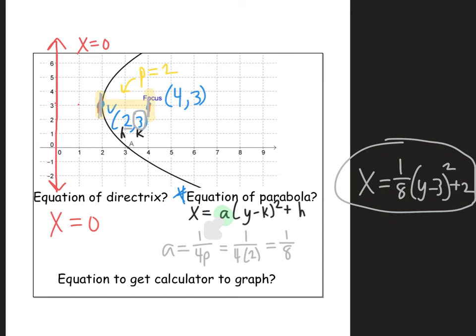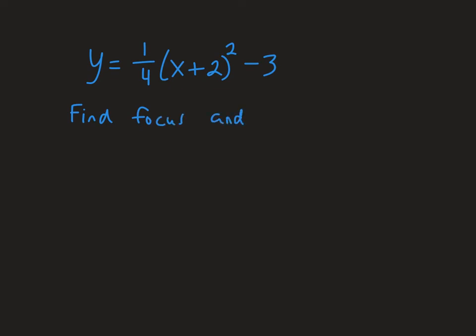All right, let's do one last example where we have to find the properties if we're given the actual equation. So let's consider y equals 1/4 (x plus 2) squared minus 3. Okay, and let's say we want to find the focus and the directrix.